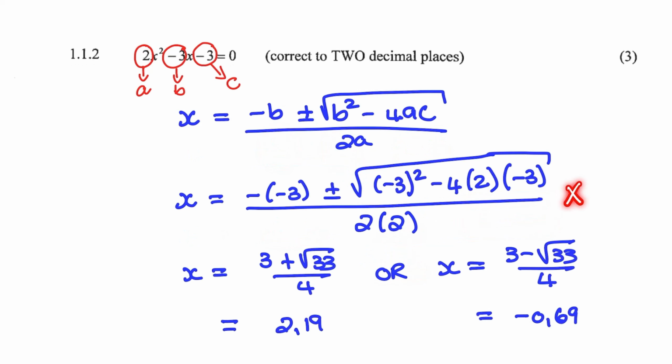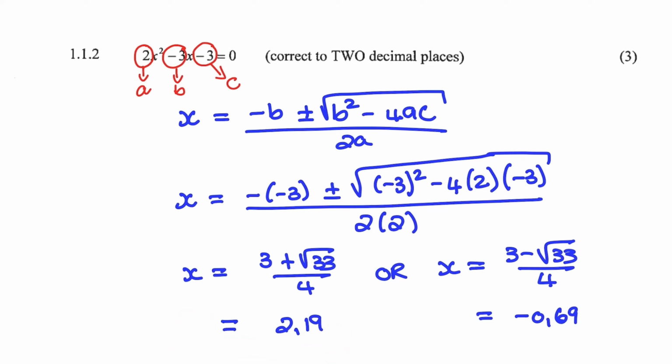So you can use your calculator and enter in this equation, but you would need to enter plus and minus separately. So first, if I just use a plus, that will simplify to 3 plus the square root of 33 over 4. Then on your calculator, you press the SD button to convert between surd and decimal. And then you can find that x is equal to 2.19.